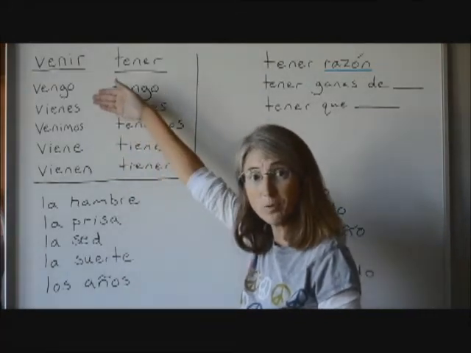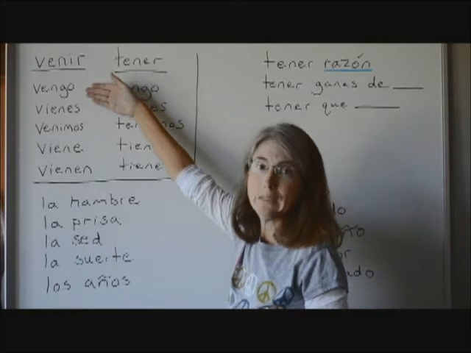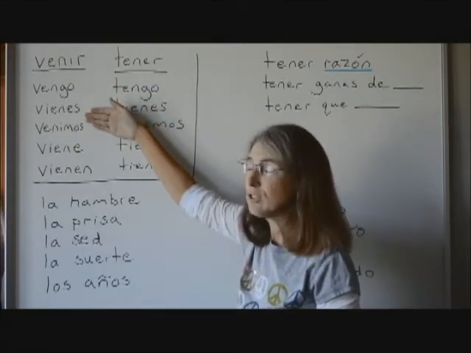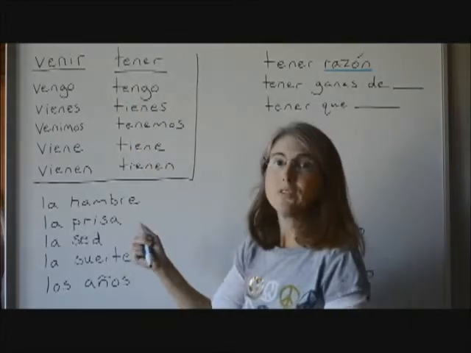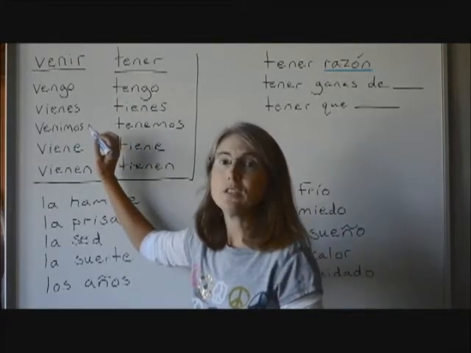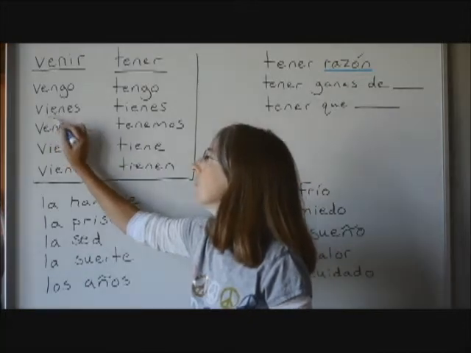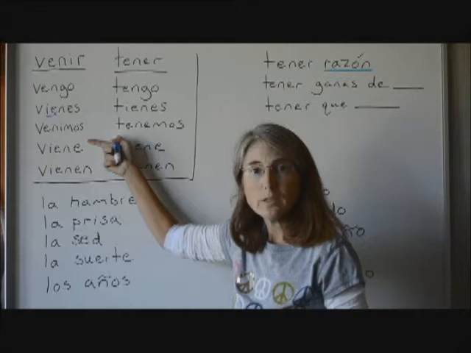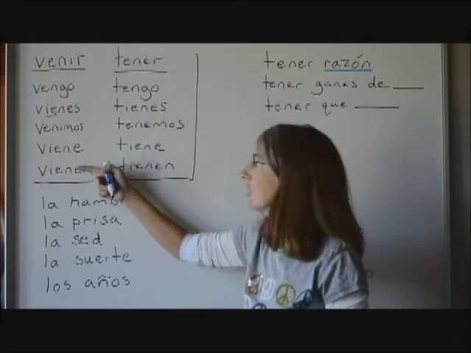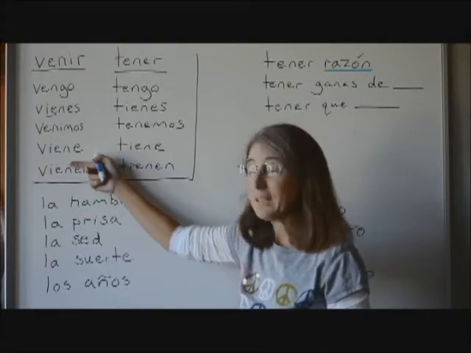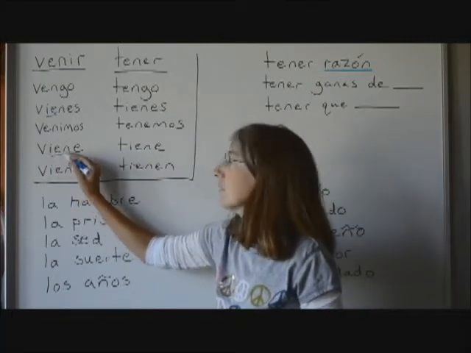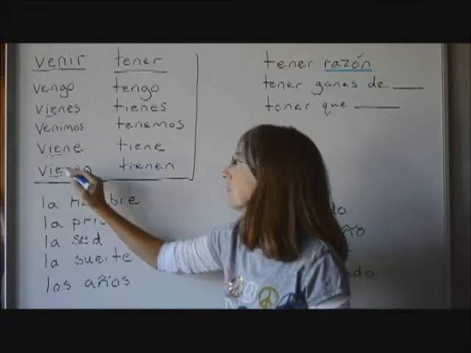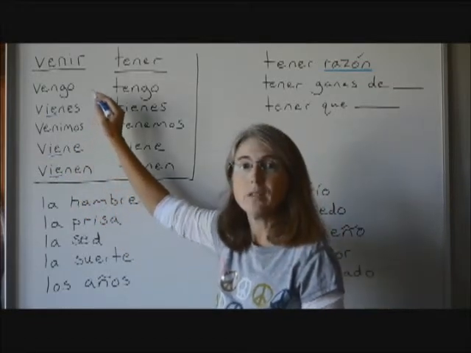You'll notice that the yo form is irregular. The spelling changes. The tú form has a spelling change because it's venir, but the E changes to IE. Venimos is the normal conjugation. Viene also has a spelling change. Vienen also has a spelling change. And then in the yo form we have the GO on the end.